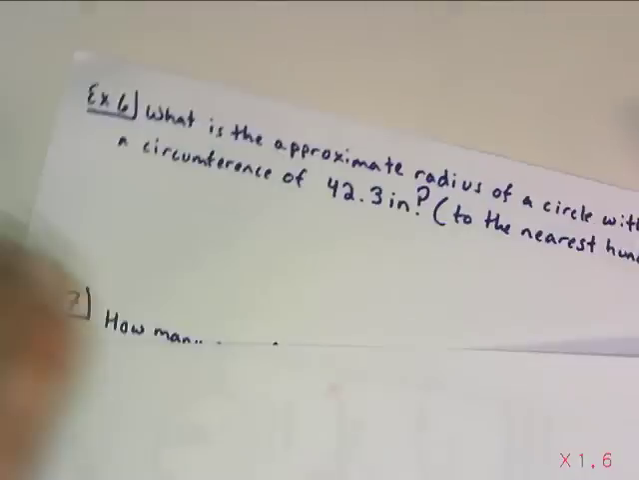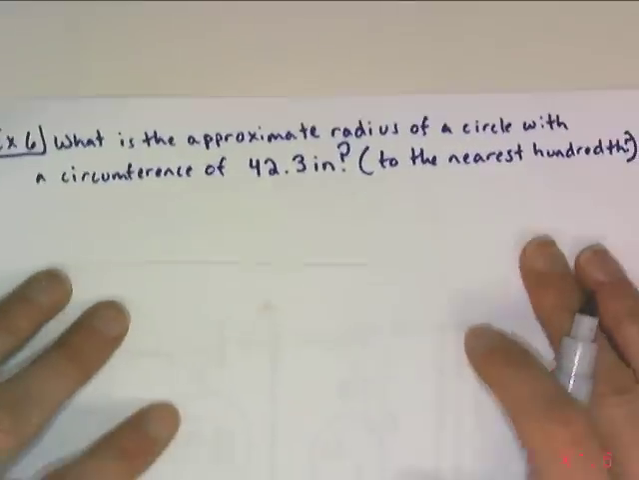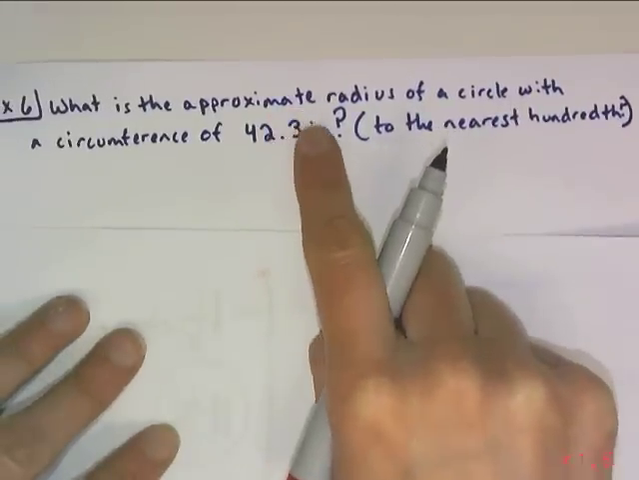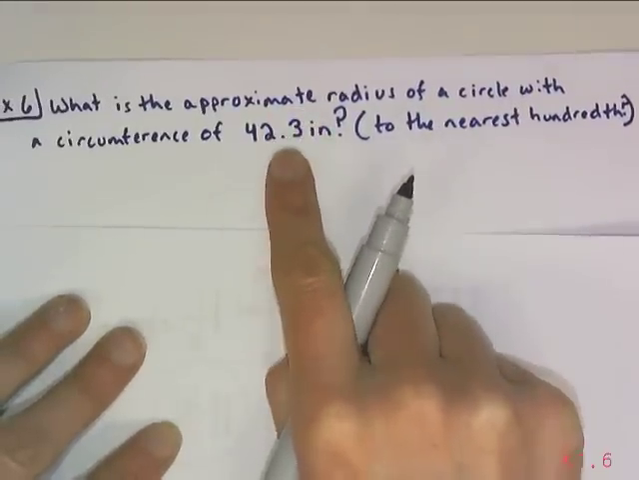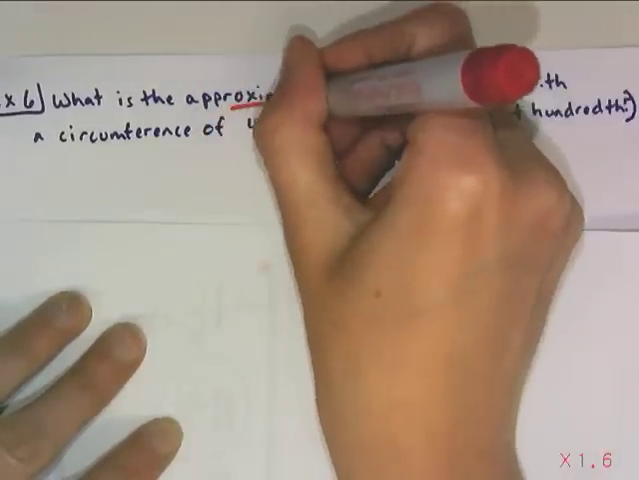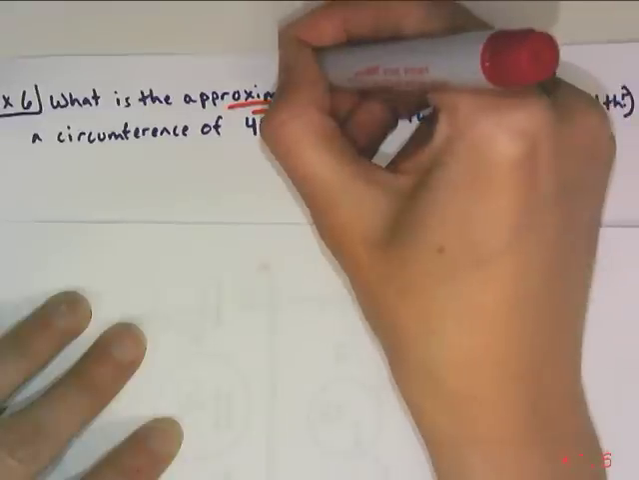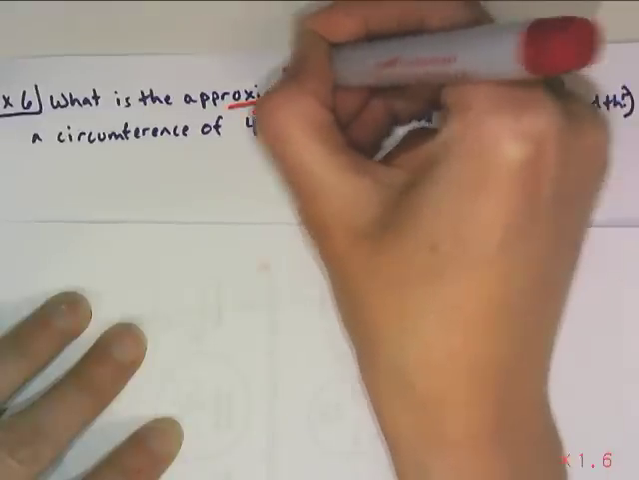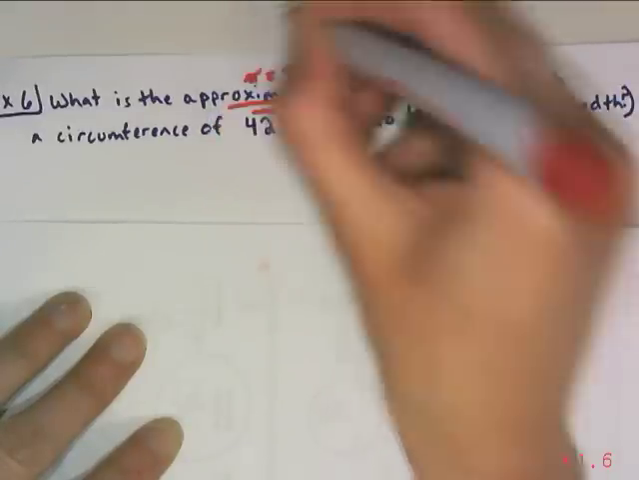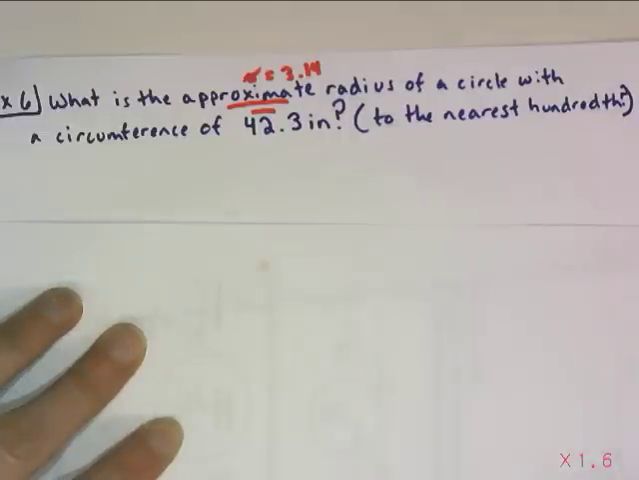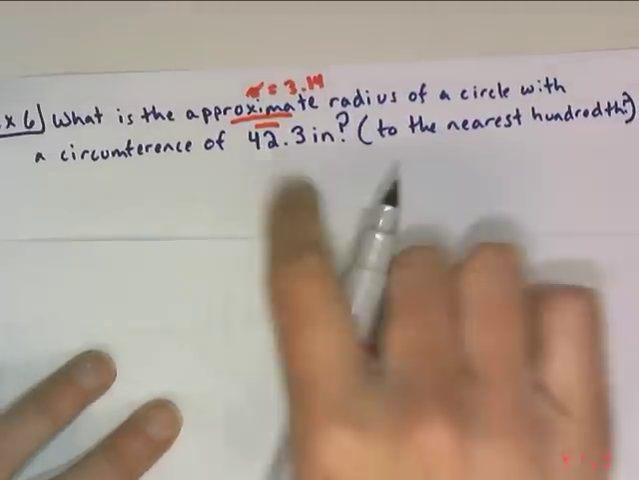Right? If we look at number 6, make sure that you copy this down. What is the approximate radius of a circle with a circumference of 42.3 inches? If we say the word approximate, then we want you to use 3.14 as pi. So that would involve a calculator. Okay? So what is the radius of a circle with the circumference of this?